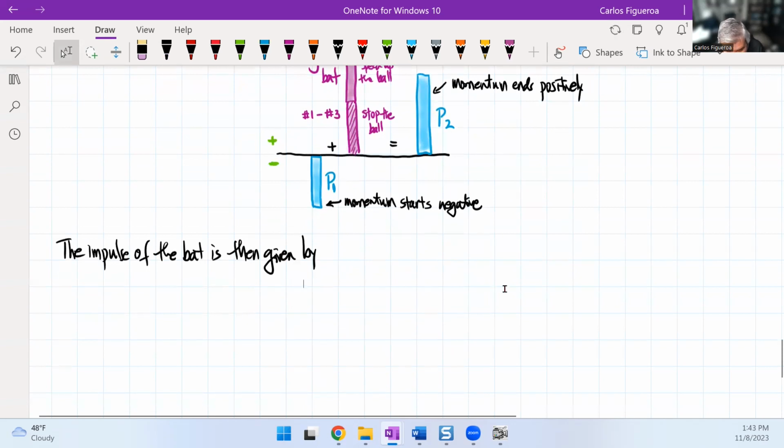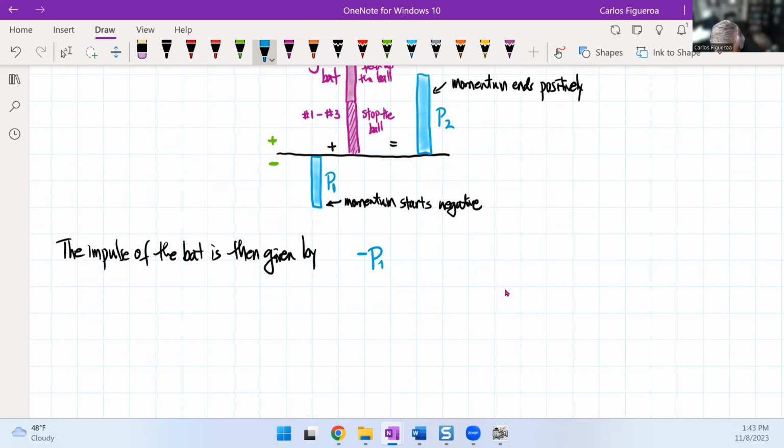P1 is negative. So that means here I have to come in by hand and say this here is negative P1. So when I look at the impulse of the bat, you could see that the impulse of the bat, well, that's positive. And if I look at P2, that tells me that P2 is also positive.